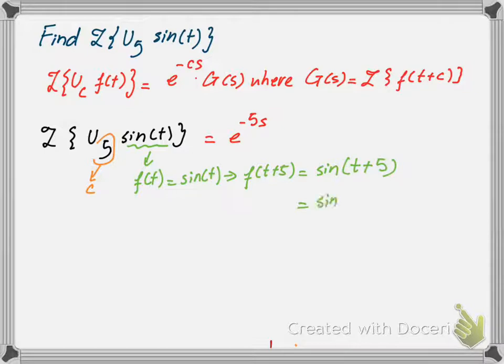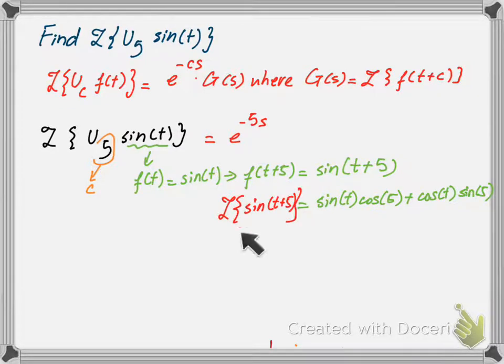And using one of the trigonometry identities, we can find sine of t plus 5 equals sine of t multiplied by cosine of 5, plus cosine of t multiplied by sine of 5. Keep in mind that cosine of 5 and sine of 5 are just constants, while sine of t and cosine of t are trigonometric functions. So the next step is, again, we want to find the Laplace transform of sine of t plus 5, right?